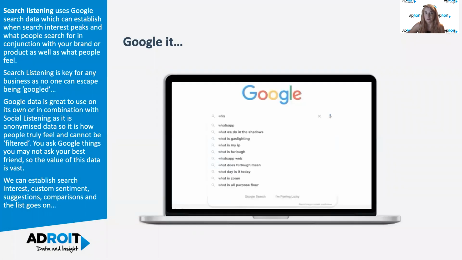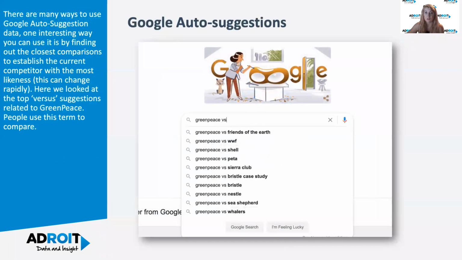So what is search listening? It is fairly up and coming, but it uses Google search data to essentially establish interest over time, as well as how people feel. Google data is vital as no one can escape being Googled these days, and people always tell Google the truth, as well as asking it questions.